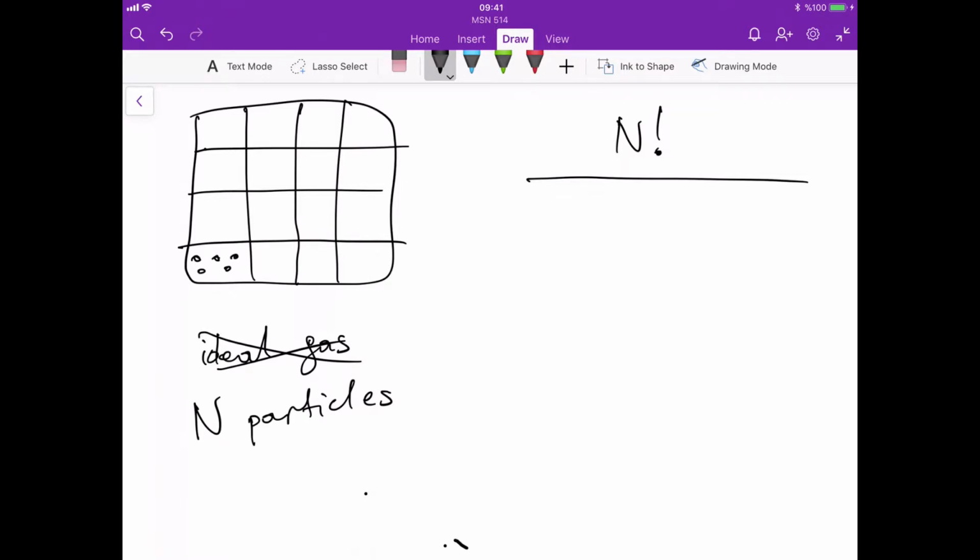Is it n factorial when there's n rooms? That's what I was wondering. I also wanted to skip that, but okay, n particles, n rooms.